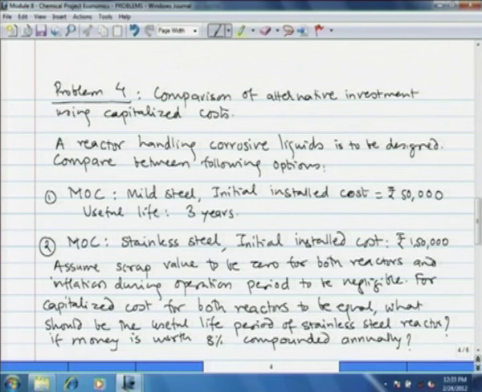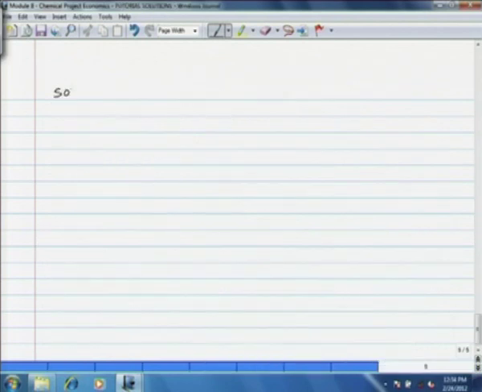We can assume the scrap value to be 0 for both reactors and the inflation during the operational period to be negligible. For the capital S cost for both reactors to be equal, what should be the useful life period of the stainless steel reactor if the money is worth 8% compounded annually?